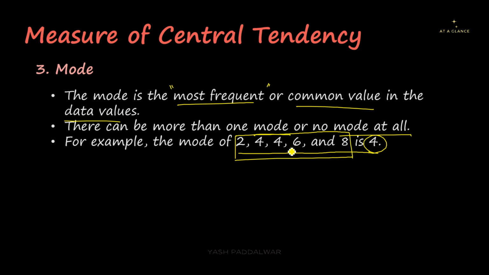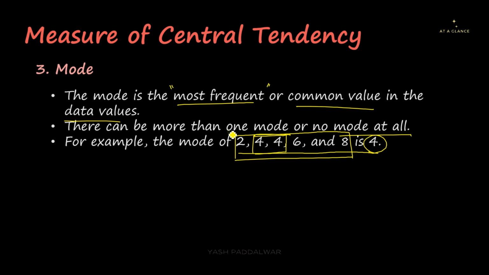Why 4 is the mode? Because here you can see that only 4 is getting repeated, or I would say it is the most frequent among all these values. It is the common value. That is why it is considered to be the mode for this particular data.